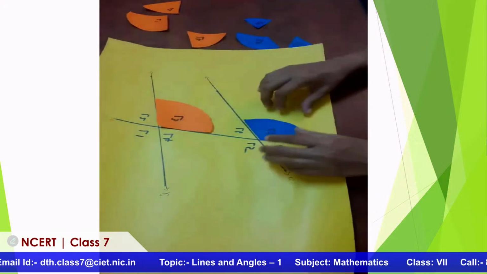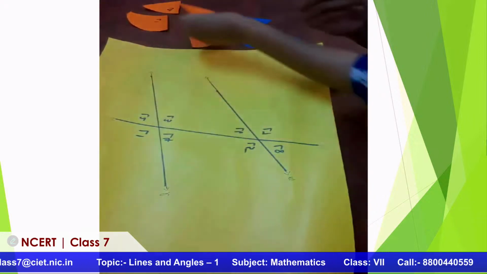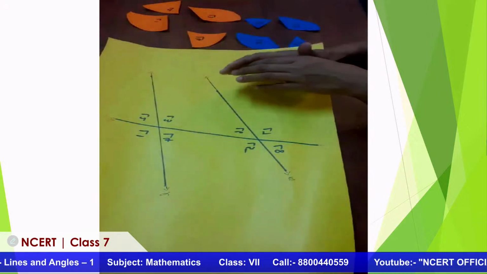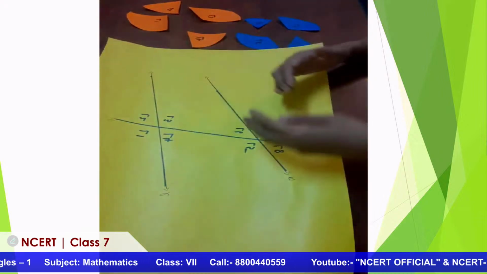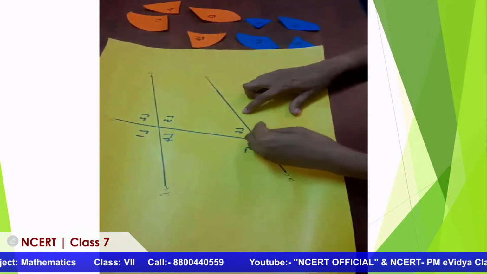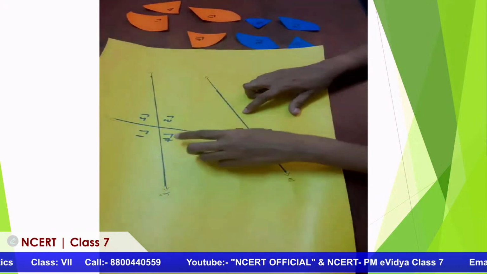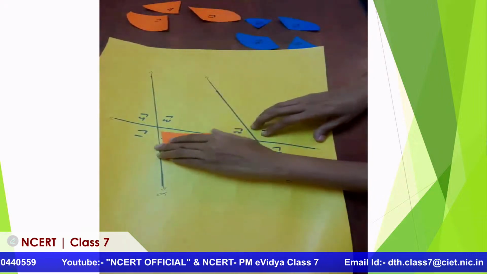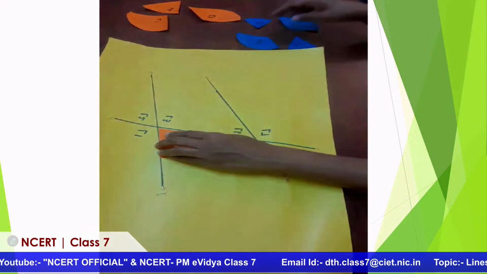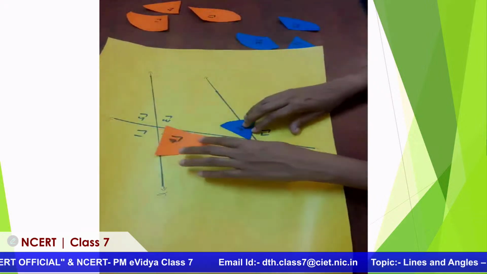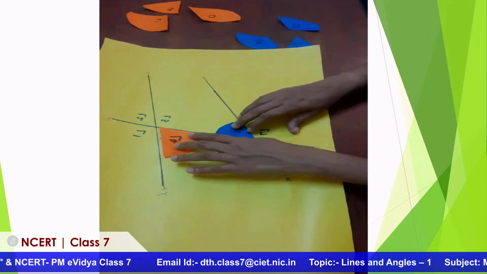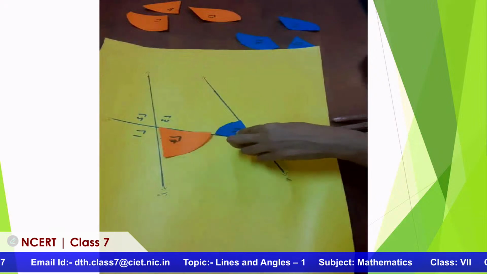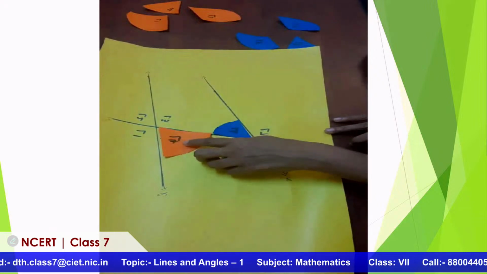Now we are clear with corresponding angles. Now let us discuss what interior alternate angles are. Interior itself shows that it is between these two lines, and the angles are formed inside. Now here is angle 4 and angle 6. If I say angle 4 is inside, the next angle corresponding to this is angle 6. So angle 4 and angle 6 are called interior alternate angles.